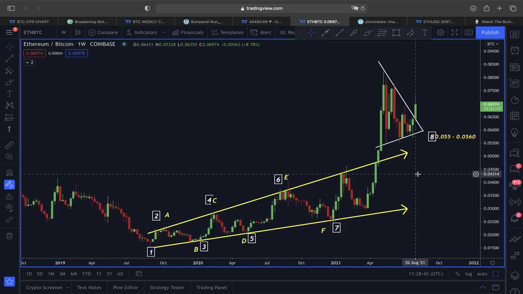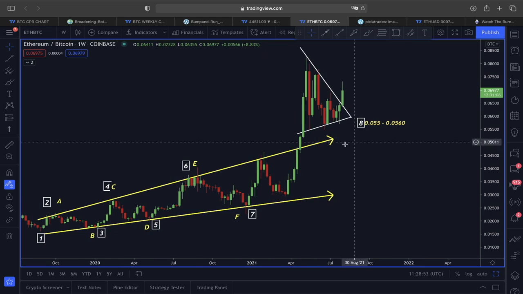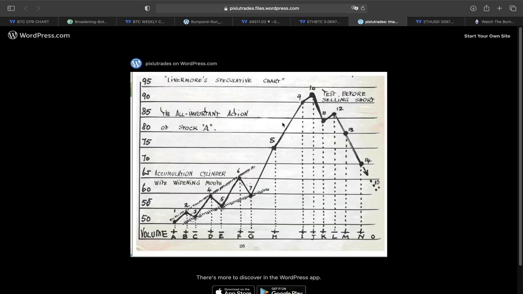And also guys, please take into consideration, this is just my personal opinion. I might be horribly wrong on this one. So that's why please also do your due diligence. But looking at this as a whole, it does look like a Jesse Livermore speculative chart forming this accumulation cylinder. So in that case, we could see some really nice impulsive move playing out for Ethereum in the upcoming days or weeks.